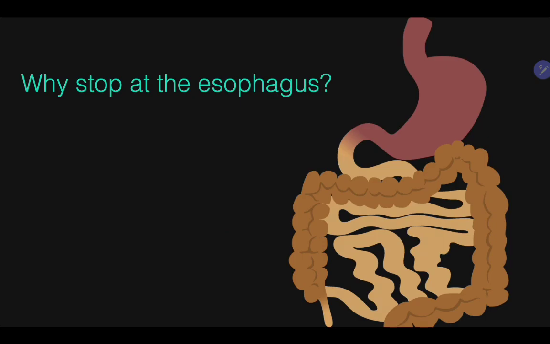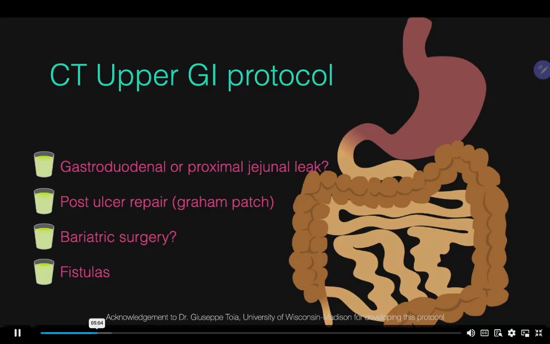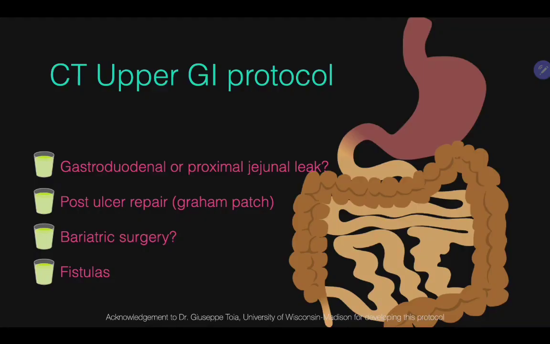Let's explore how this technique can be applied below the diaphragm. The CT upper GI protocol can be utilized to look for gastroduodenal or proximal jejunal leaks, which could be caused by trauma, peptic ulcer disease, or cancer. You can also evaluate following gastric or duodenal repair, such as Graham patch, or for routine postoperative care, such as in bariatric surgery.